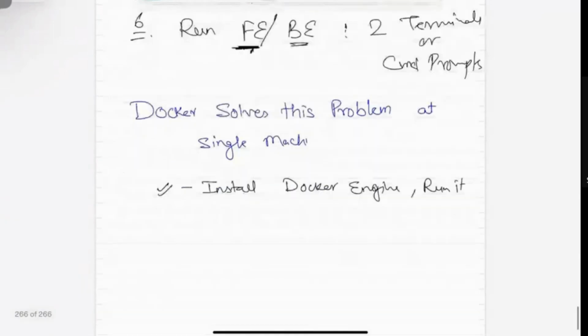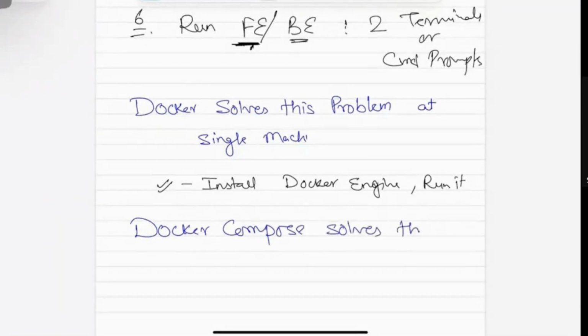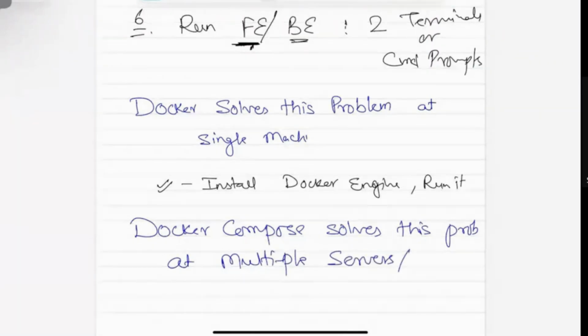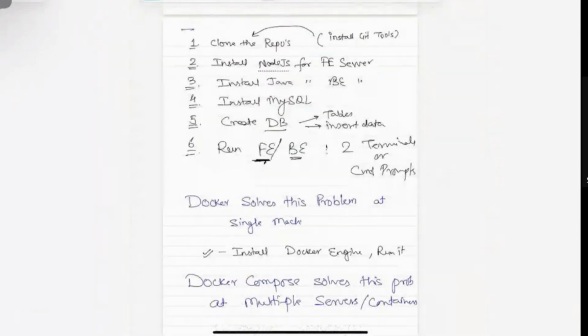There is one more entity I'm introducing here, and I'm going to call that Docker Compose. That is called Docker Compose. Solves this problem at multiple machine levels, or multiple servers, or containers. That means the scenario I just now described to you does not require only one container. This requires 3 containers.